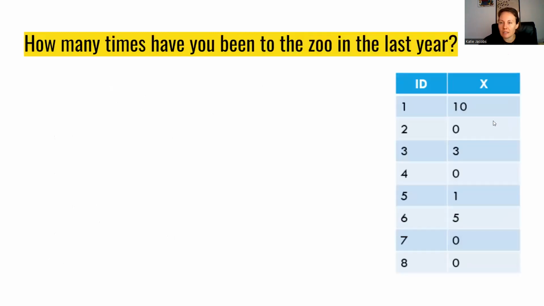So we have another example here. How many times did you go to the zoo last year? If you look at our data set, I have different numbers there for you. And one of the first things that you need to get in the habit of doing when you see a data set is asking yourself what level of measurement the data set is on.